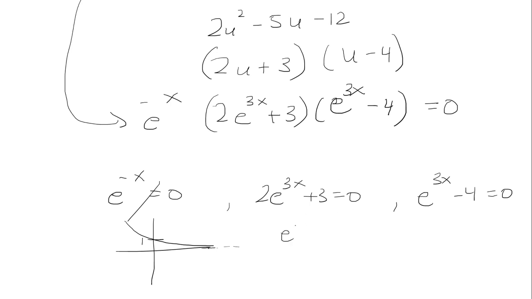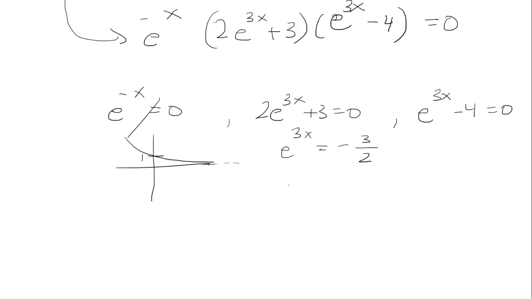The next one, we have e to the 3x equal negative 3 halves. For this one, e to the 3x looks something like this. Again, it doesn't reach 0, and it certainly doesn't go below 0. So this is always positive, therefore it cannot be negative.